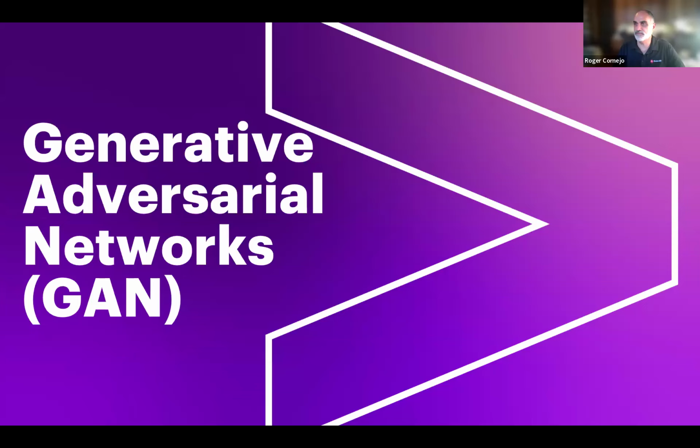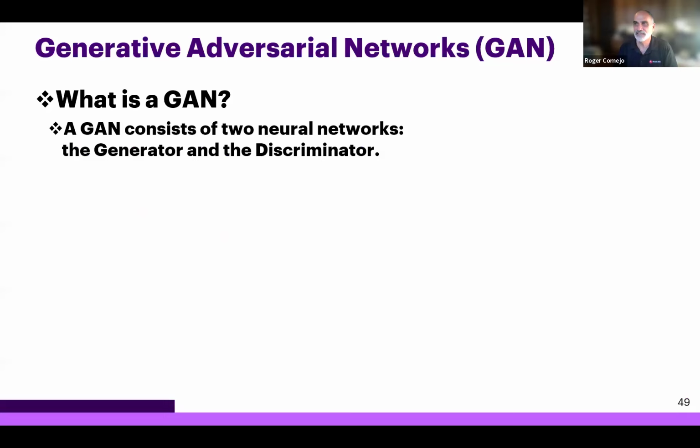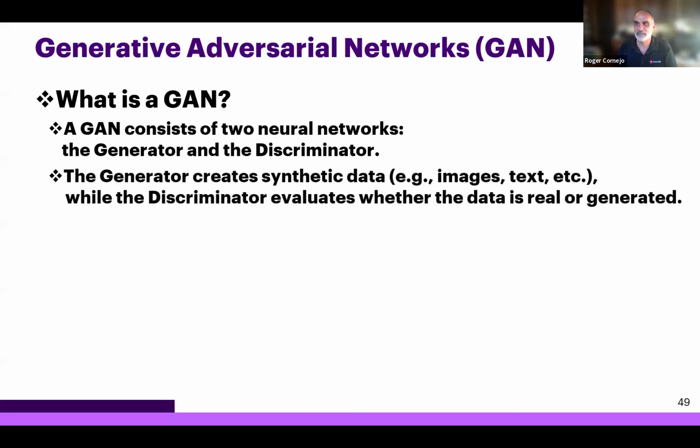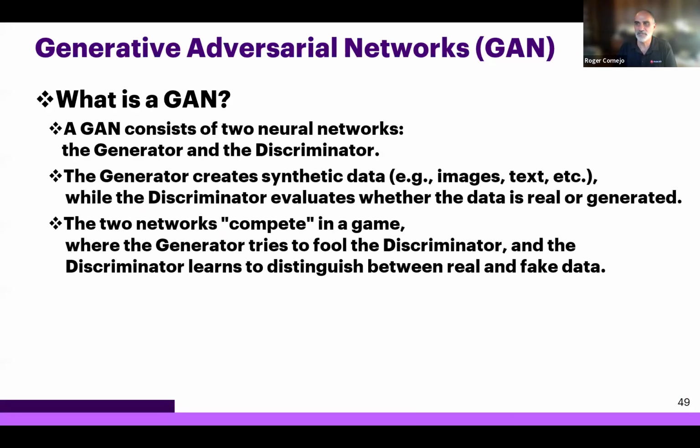Okay, so the next thing, generative adversarial networks. I found this really interesting. Essentially, there are two neural networks involved. You have a generator and a discriminator, and they work together. The generator will create some synthetic data, and the discriminator will try to evaluate whether that data is real or not. They compete, and you can call it a game where the generator tries to fool the discriminator, but they learn from their mistakes and are able to make corrections.